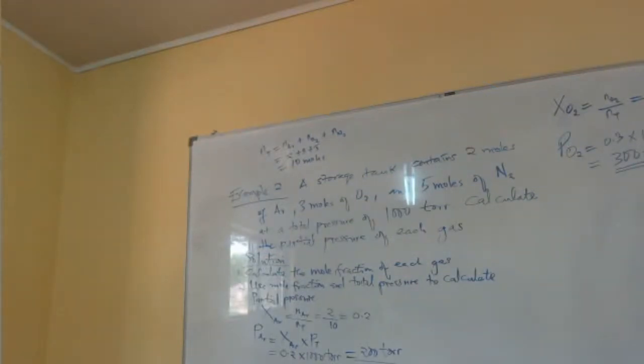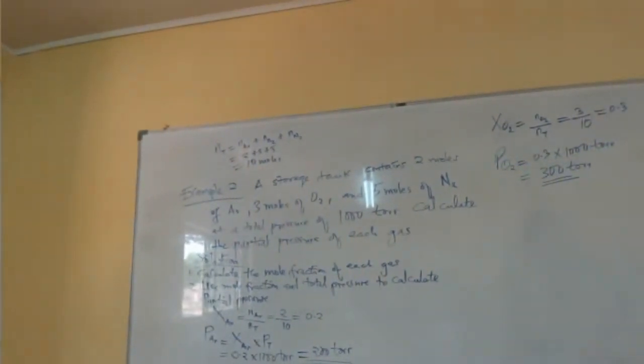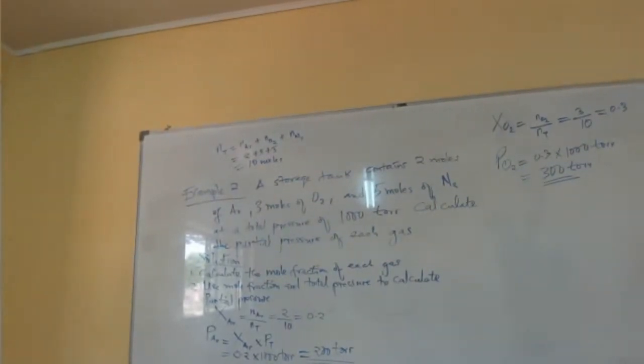Then to calculate the partial pressure of nitrogen, again we have to calculate the mole fraction. The mole fraction for nitrogen is equal to the number of moles of nitrogen gas divided by the total. The number of moles of nitrogen is 5 divided by 10, that will be 0.5.